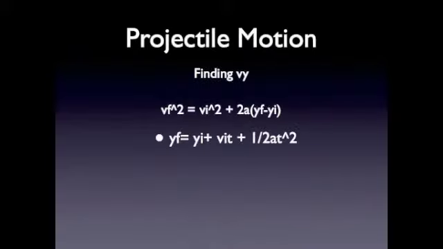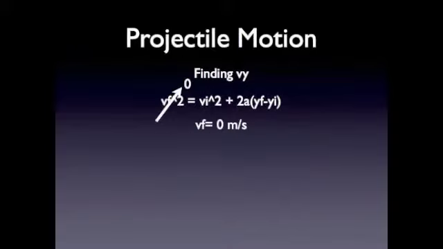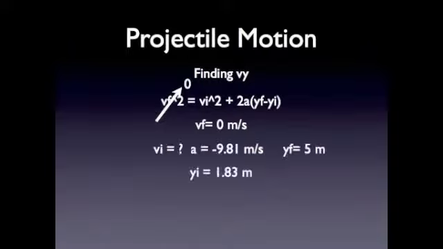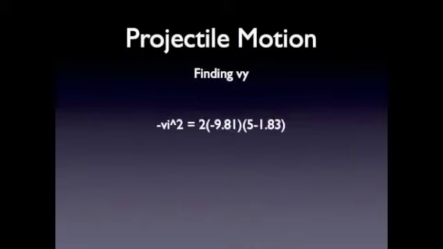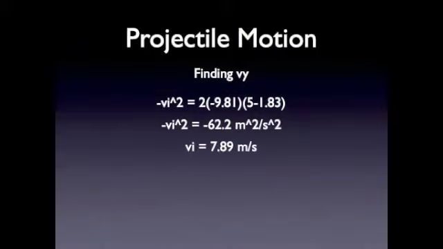Since we know the height of the ball, the time it is in the air, and acceleration, we can use these equations to calculate the initial velocity in the y direction. Because velocity is 0 meters per second at the top of the ball's arc, we can cancel out v final. After writing down all our variables, all we have to do is plug them into the equation and solve for v initial.